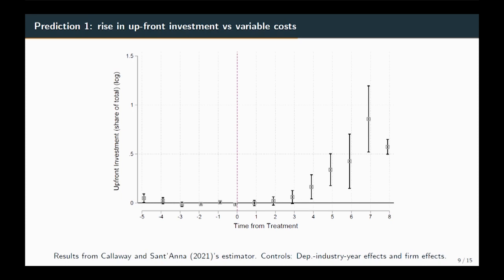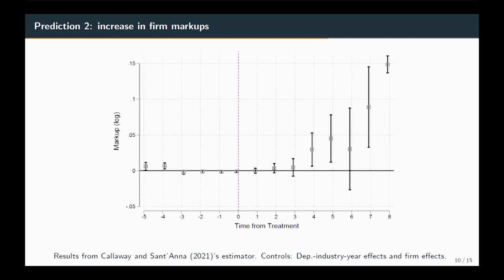To give you an idea, that ratio is usually about 10%, right? So it goes from 10 to 15%, right? So there's an increase in upfront investment. At the same time as this increase in upfront investments, there's an increase in markups as well. And that's what this plot shows you. So in these areas where firms are using access to internet to raise their upfront investments, firms don't fully pass those cost reductions on to consumers, and their markups increase as a result.